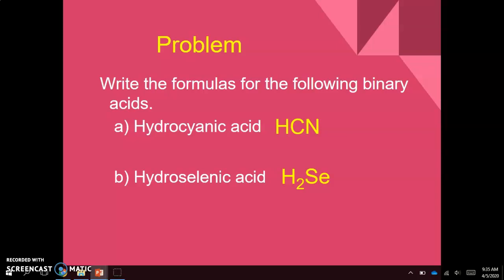So if selenium has a 2- charge and hydrogen has a +1 charge, in order to get this compound to be neutral and to equal out, you need to do your crisscross method and find that hydrogen will need 2 hydrogen, so its overall would be 2+, and then selenium would be 2-, and so we've got an H2Se. So that's hydroselenic acid.